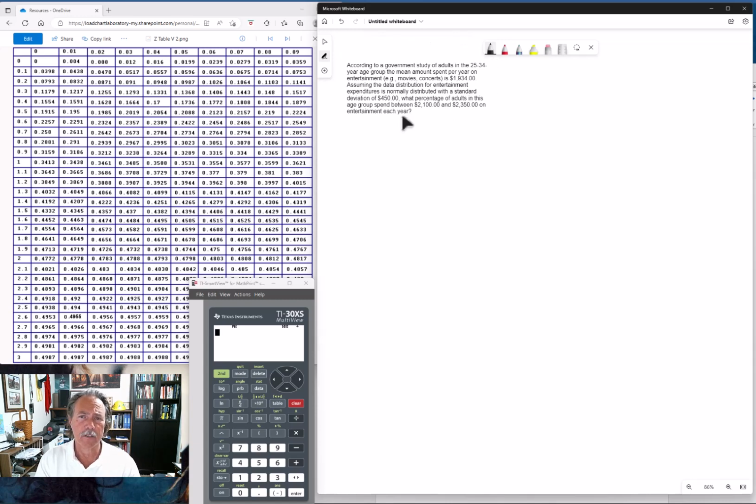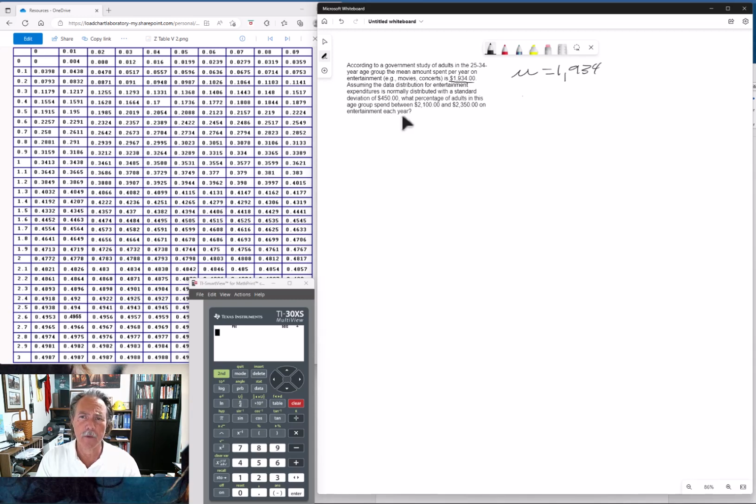First step in solving a problem like this is writing down our key information. One of the key pieces of information is the mean of the population, which is given to us as $1,934. And pardon me, I'm not using dollar signs here. In a final report, I would have dollar signs and decimal points and all the stuff I harp on all the time. So that's a key piece of information.